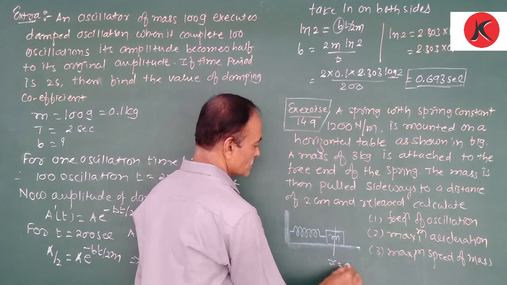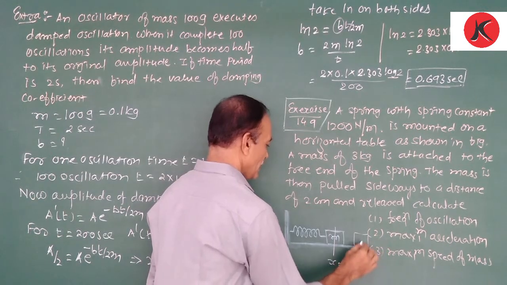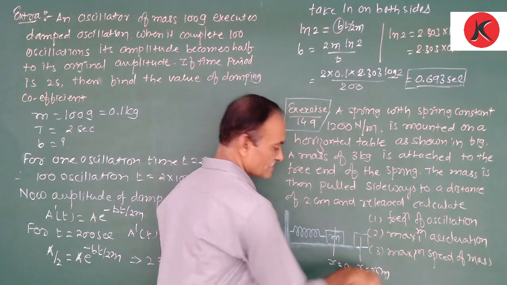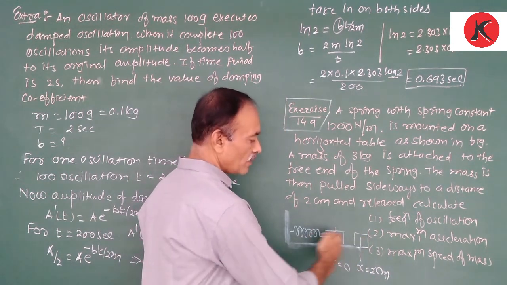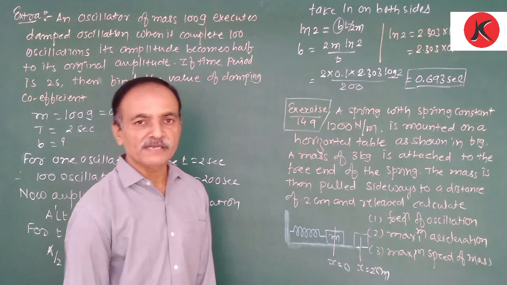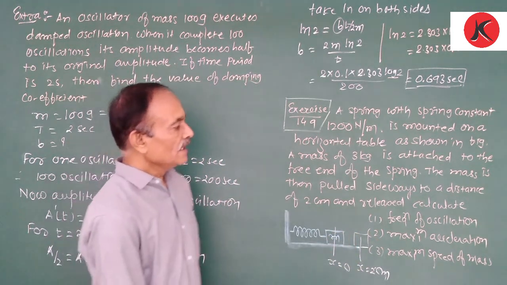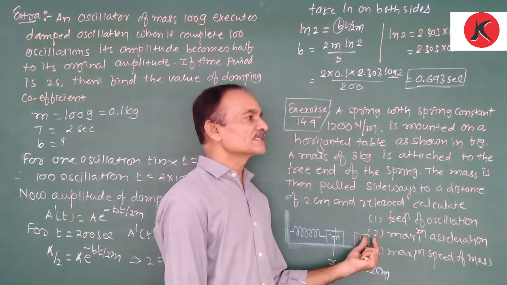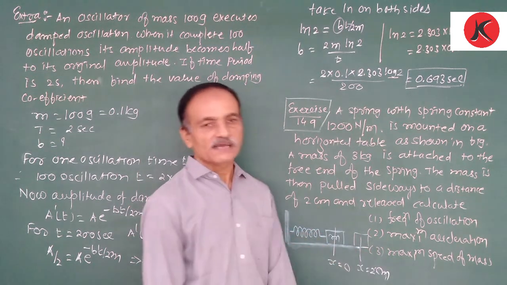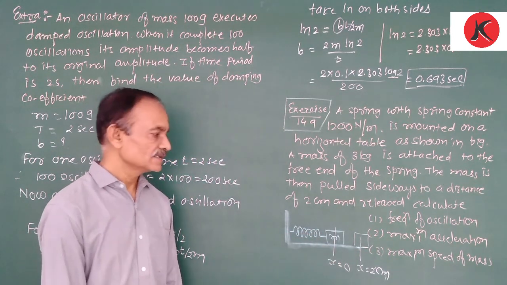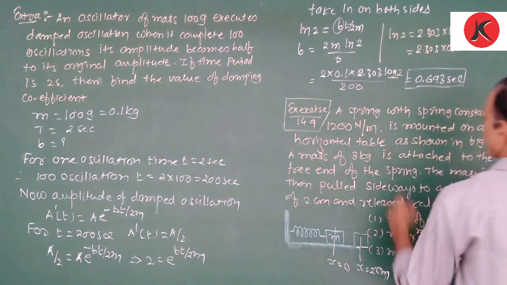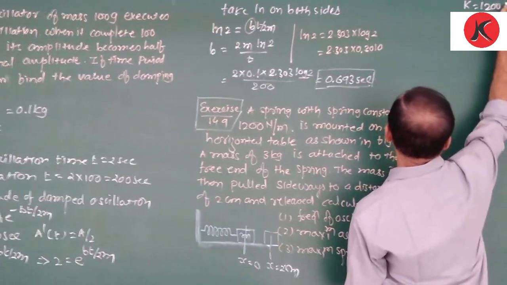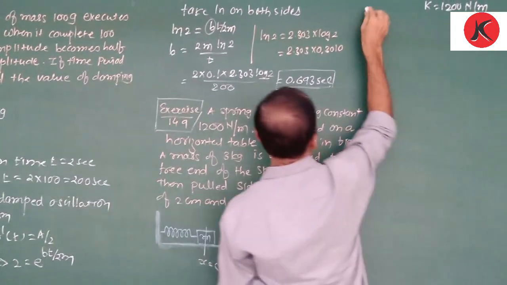That is, x is equal to 0 at the mean position. Now the body is pulled by x equal to 2 cm and released. So what happens? The body performs simple harmonic motion about the mean position. In this situation, we have to calculate first the frequency of oscillation f, second the maximum acceleration a, and third the maximum speed of the mass. So first, what is given in this numerical? Here the constant k is given as 1200 Newton per meter, the spring constant.